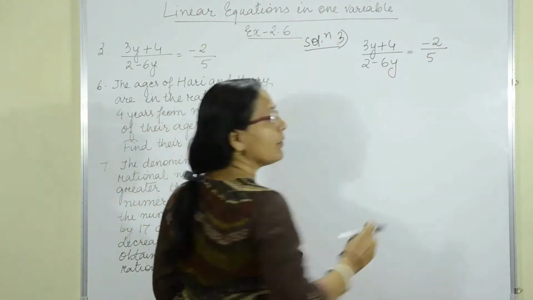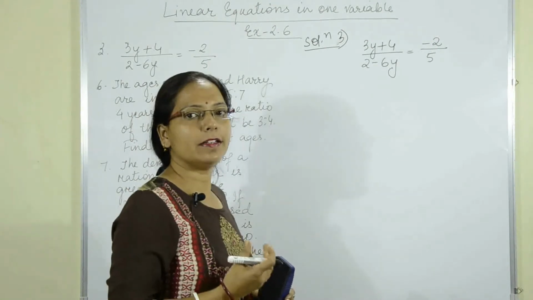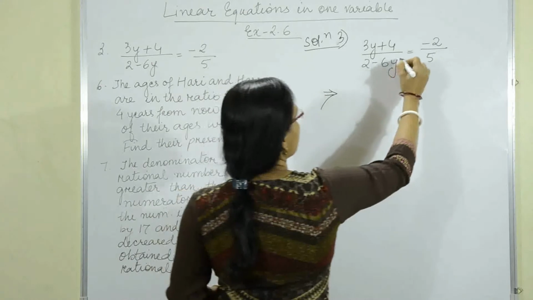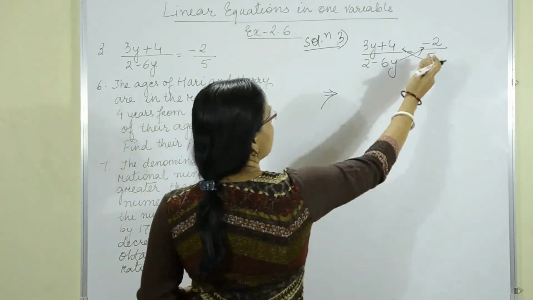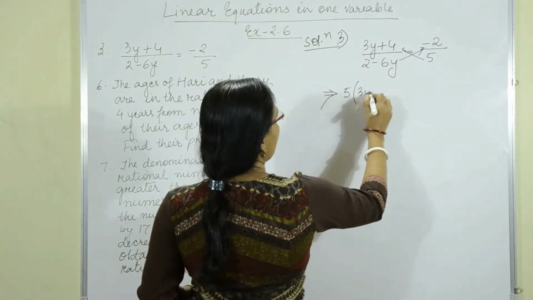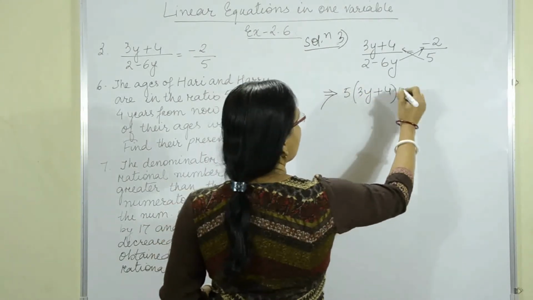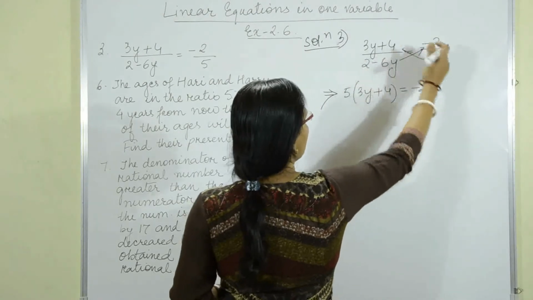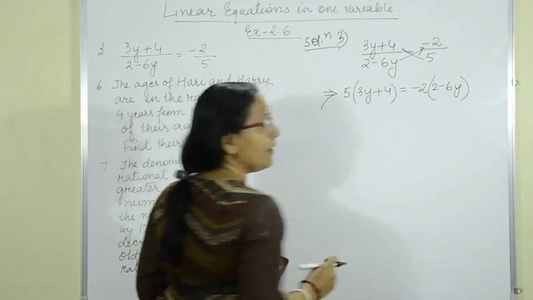Now, when you have questions of this type where you have both numerators and denominators, how do we do it? First of all, we just cross multiply. This is how we cross multiply. So, 5 is multiplied with 3y + 4, and since these are two terms, I will have to put them in brackets. And here there is minus 2 already. This 2 - 6y is going to shift towards the right hand side.